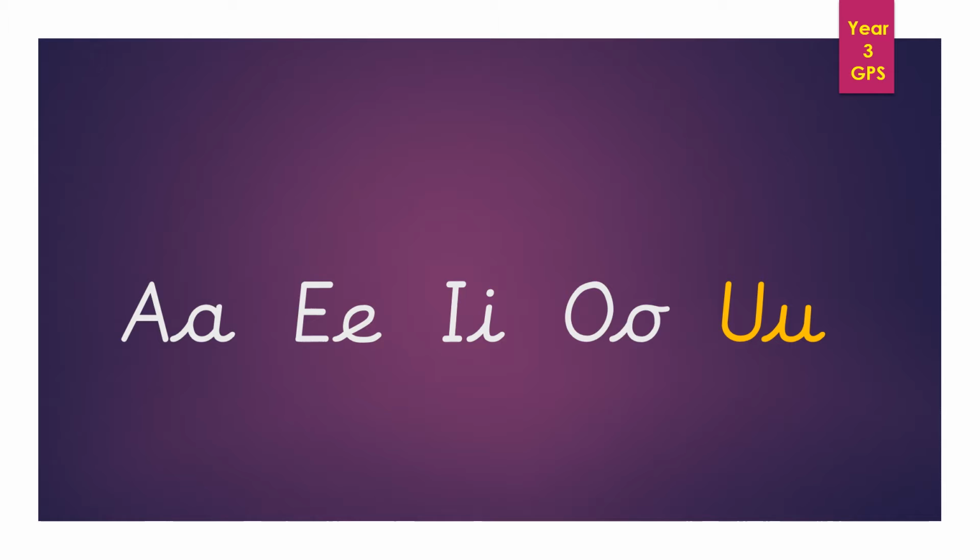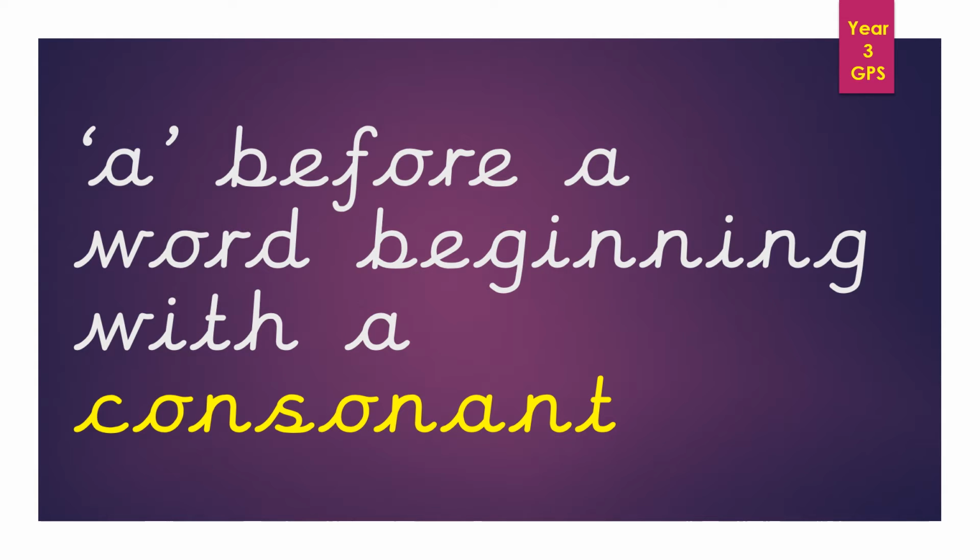So if you see a noun or an adjective beginning with a U, you need to ask yourself, does it begin with an O or an OO, or does it begin with a Y? We'll have a practice at that in a little while. So a will be used before the words beginning with all the other letters, the consonants. Let's have a look at some examples.